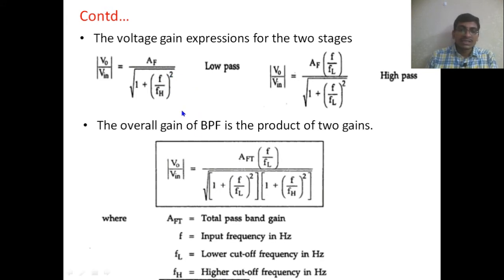From the low pass filter section, in the denominator we got square root of 1 plus (F by FH) whole square, and from the high pass filter gain equation, the numerator gets F by FL, divided by the denominator square root of 1 plus (F by FL) whole square. This is the total or overall gain of a band pass filter, where AFT is the total band pass gain, F is the input frequency in hertz, FL is the lower cutoff frequency in hertz, and FH is the higher cutoff frequency in hertz.